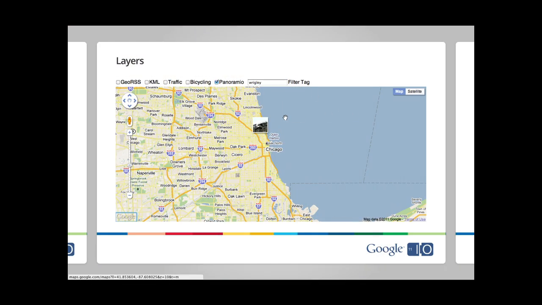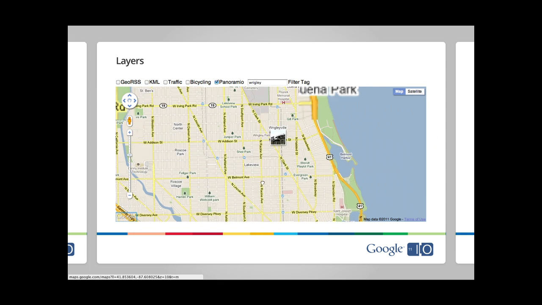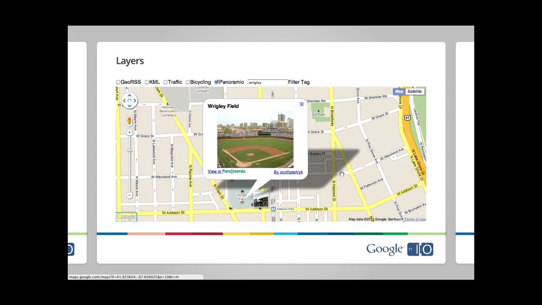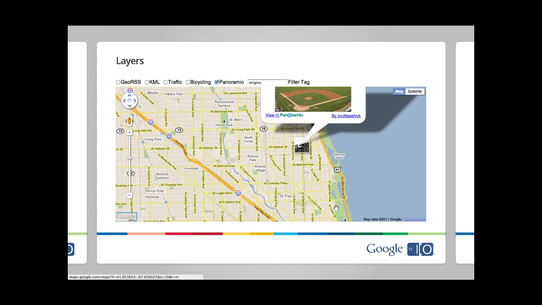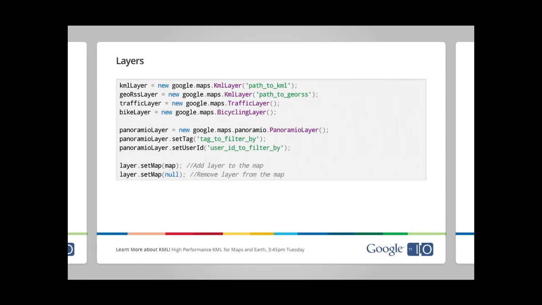So here I'll search for Wrigley, and you see the stadium shows up here. And there are various images that I can pull up. And then down south, there's actually a Wrigley building in Chicago as well, and that's coming up. So all these layers work pretty similarly.